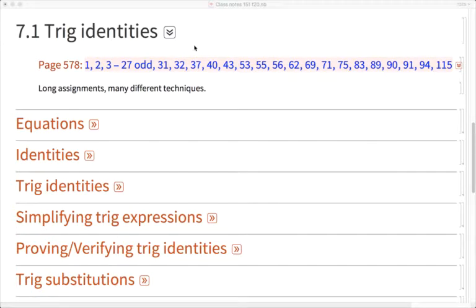Section 7.1, Trigonometric Identities. It's a fairly long assignment from the book because there are many different techniques for working with these identities, so you just need a lot of practice.